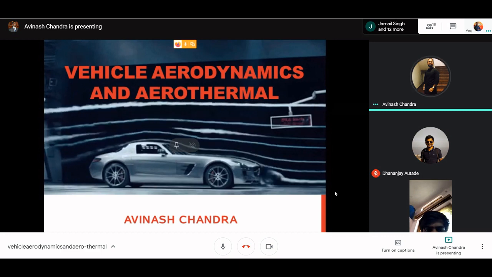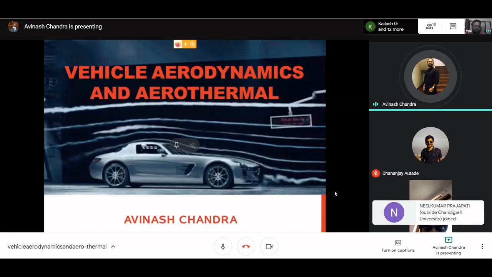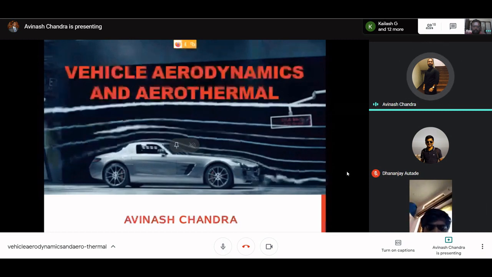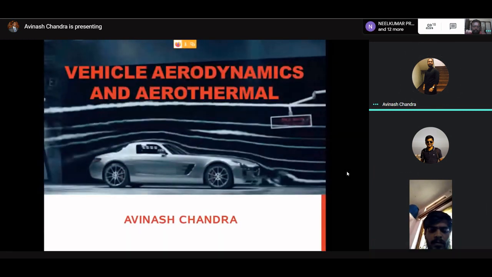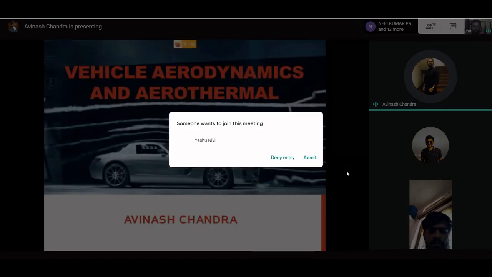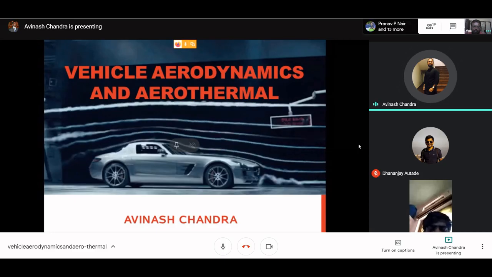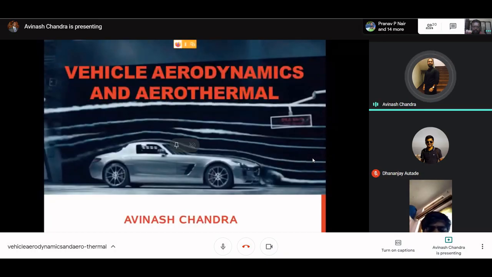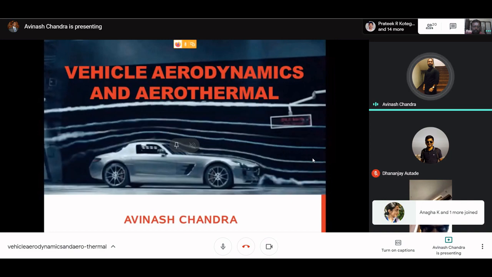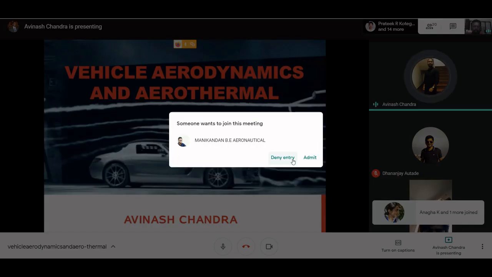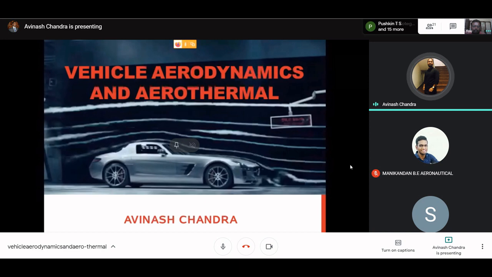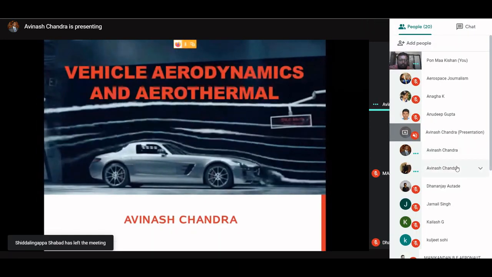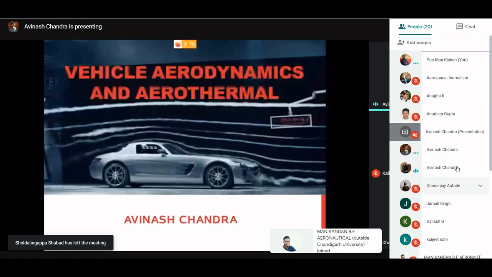Krishnan asked me to give a session about vehicle aerodynamics and aerothermal, and he asked me to give something which is rarely available on the internet, which is not available easily. So I tried to consolidate the data which I researched during my MTech and how I understand things, not just the laws, but how you can correlate the laws to the real physics.